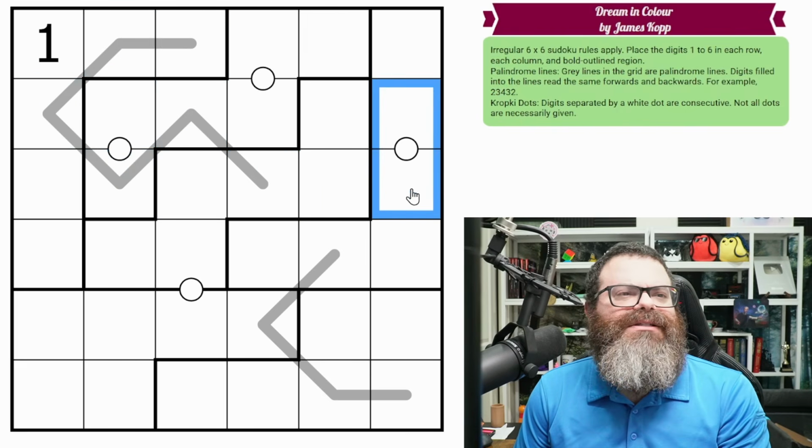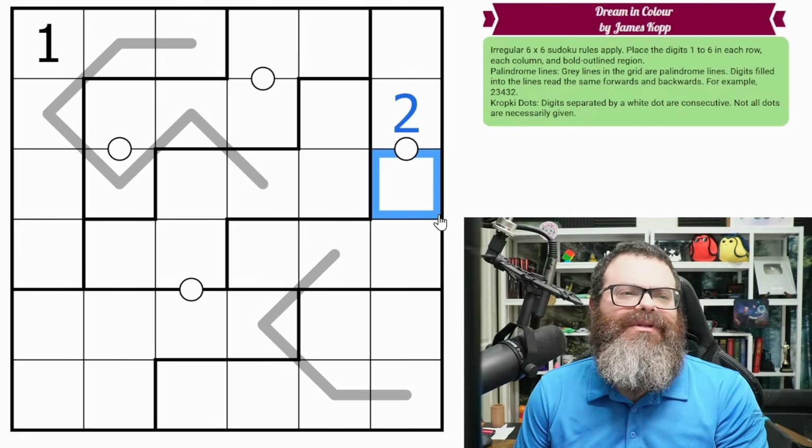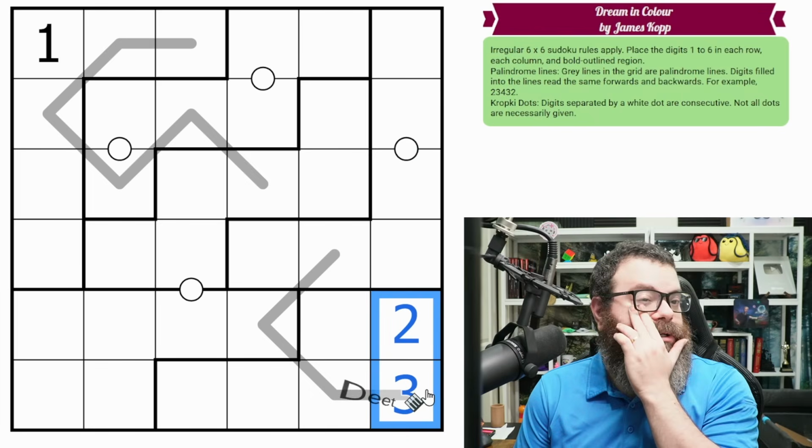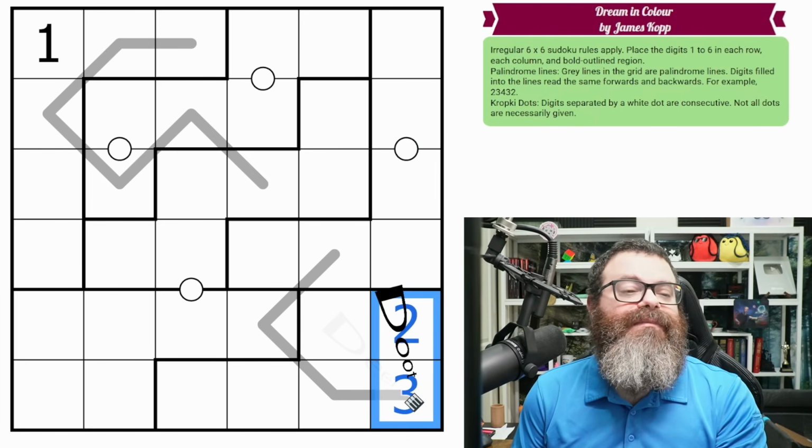And then we have white dots in the grid. Digits separated by white dots must be consecutive. So if this is 2, this is a 1 or a 3. Not all of them are necessarily given. If we have a 2, 3 here, we could have given you a white dot. We did not. Sorry about that.